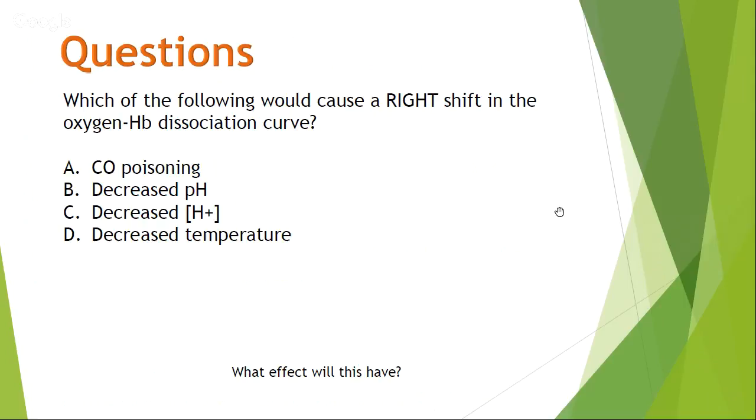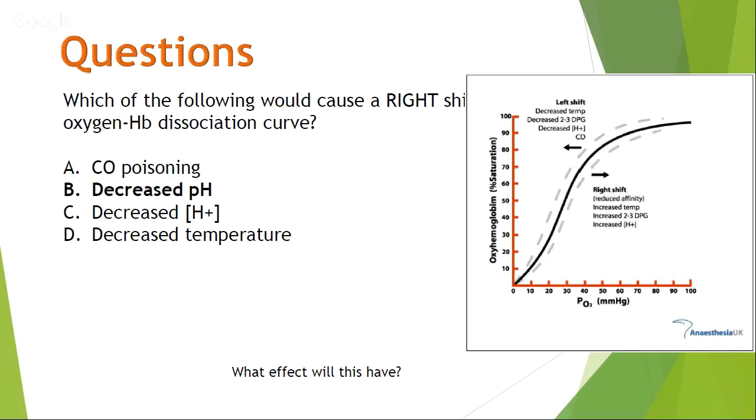Which of the following is going to cause a right shift in the dissociation curve? So a right shift is going to increase unloading. Yeah, so it's decreased pH. So that's what you find in tissue. So increased hydrogen ion concentration, decreased pH.